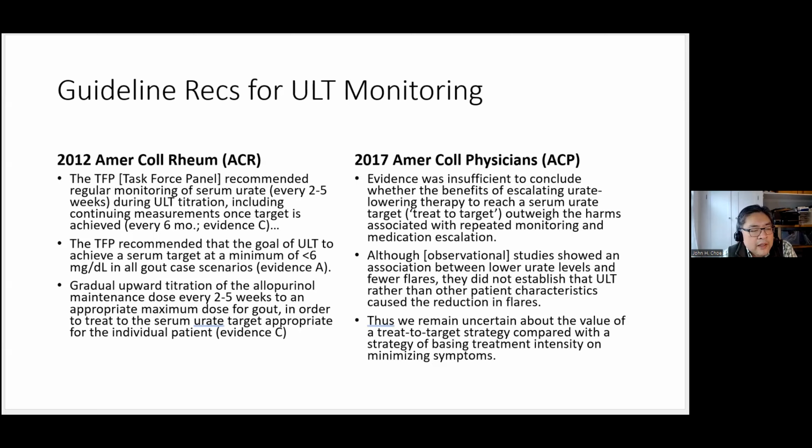So again, here are the guidelines. The American College of Rheumatology said, yeah, treat to target. The American College of Physicians said insufficient data. And by the way, you should have seen the letters to the editor from the rheumatologists when this came out. People were just up in arms, all sorts of angry letters. In fact, an editorial accompanied this recommendation from a couple of rheumatologists who said, you're out of your mind. We can't believe that you came to this recommendation. Of course, it makes sense to treat to target, was their message.